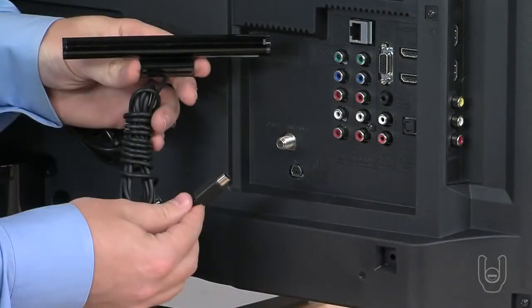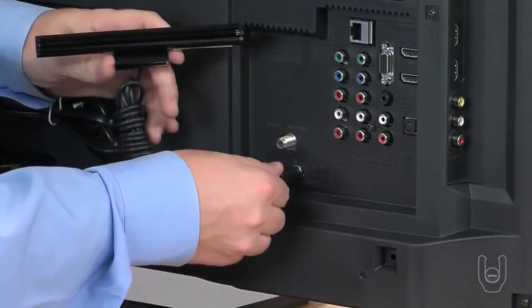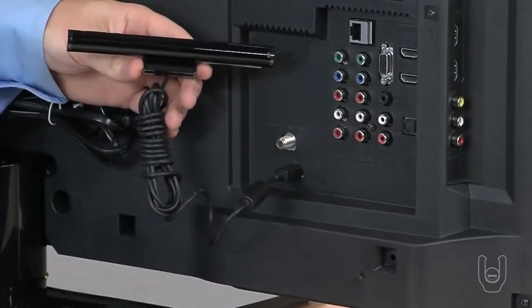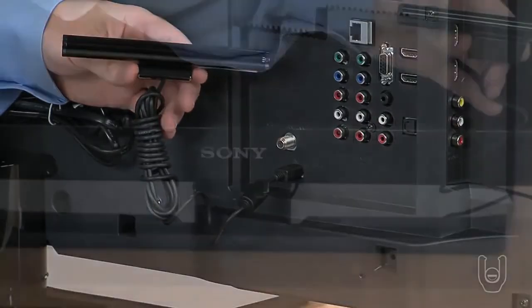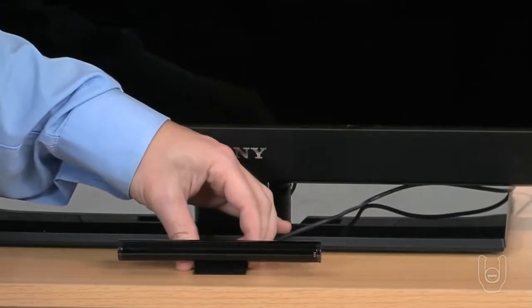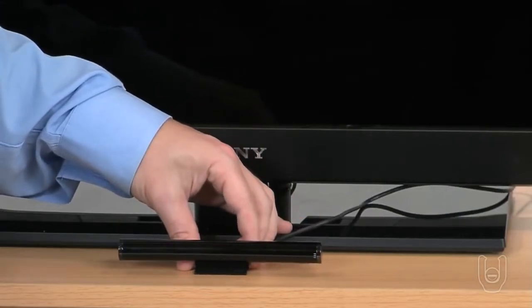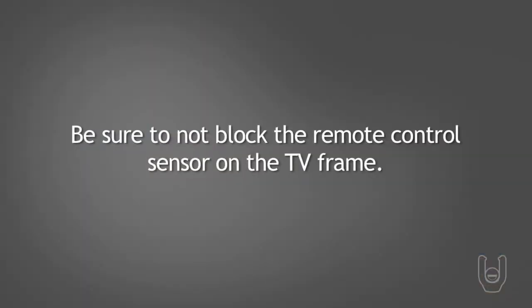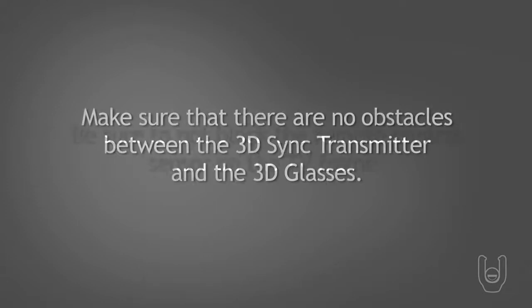If your Bravia HDTV does not have a built-in 3D transmitter, plug the cable from the optional 3D sync transmitter into the proper jack on the back of the TV. Next, position the transmitter in the middle of the TV along the front edge of the tabletop stand. Be sure not to block the remote control sensor on the TV frame. Also, make sure that there are no obstacles between the 3D sync transmitter and the 3D glasses.